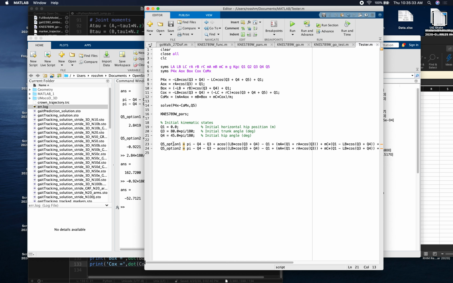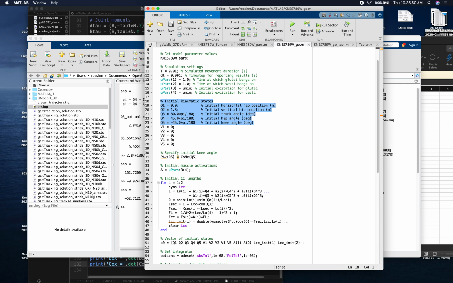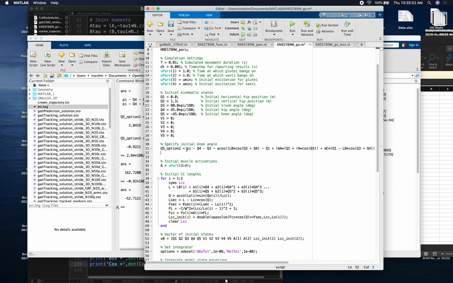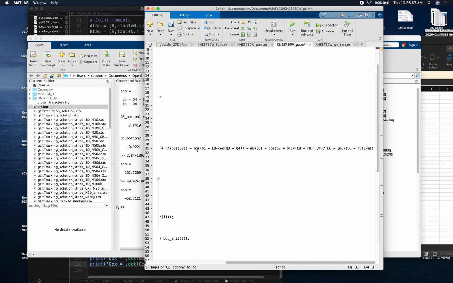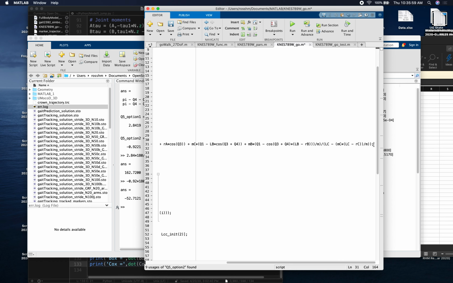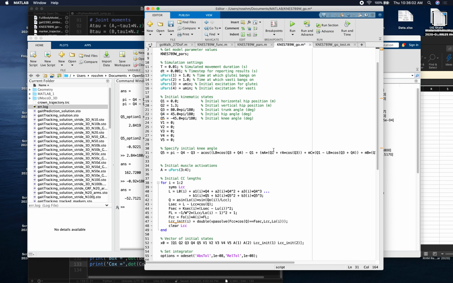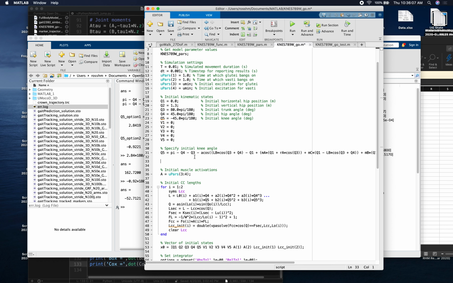So this is kind of nice because now we can ignore this first option, and we can ignore all this other stuff and don't have to redo this every time we might change the initial state, and can just use this final expression down here, which I'll copy over to my go function as my means of specifying the initial value for Q5. And then let's go to the end here and put a semicolon so we don't print that to the screen all the time. Okay, so I'm partway there. I have my initial knee angle.